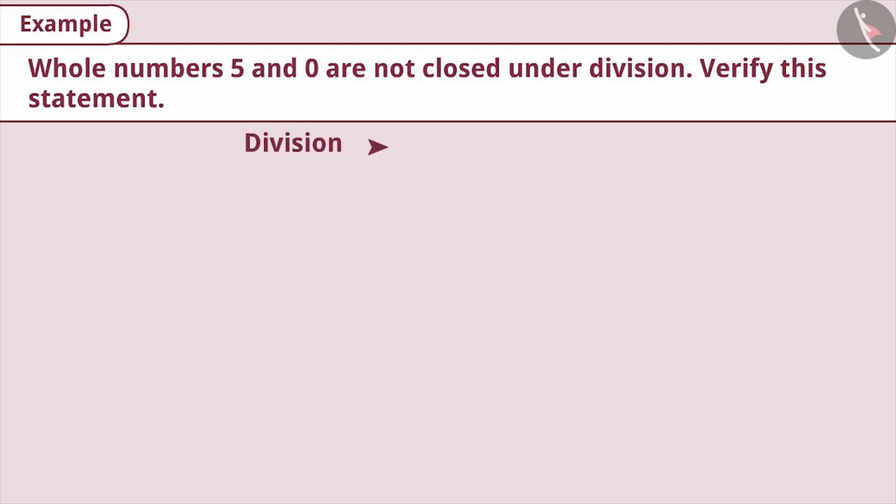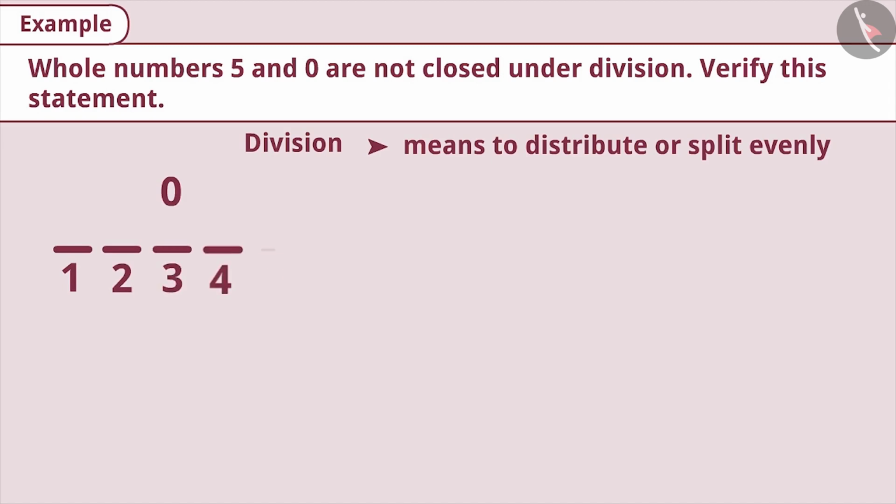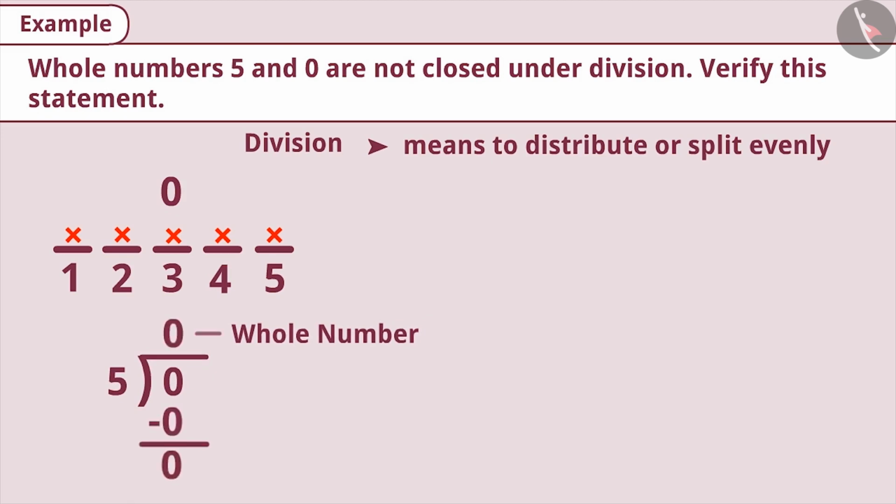Division means to distribute evenly. If you have 0 chocolates, which you have to distribute equally among your 5 friends, then you will not be able to give any chocolates to your friends. That is, the division of 0 by 5 will result in a whole number 0. Will the result of 5 divided by 0 also be a whole number?